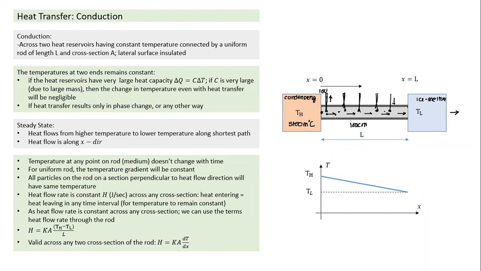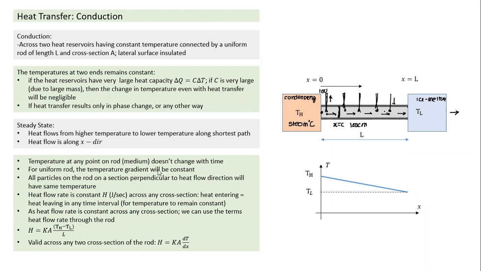So basically, if I draw a line like this, what does this plane indicate? This is a plane here. This plane has a constant value of x. Since heat is flowing along the x direction, in this plane perpendicular to the direction of heat flow, all points will have the same temperature. That's what this statement means: particles on the rod in a section perpendicular to the heat flow direction will have the same temperature.